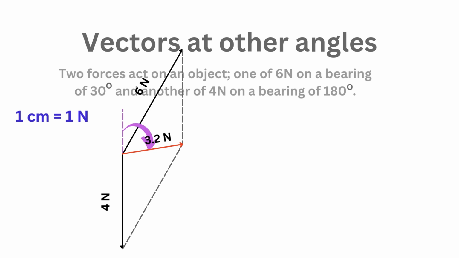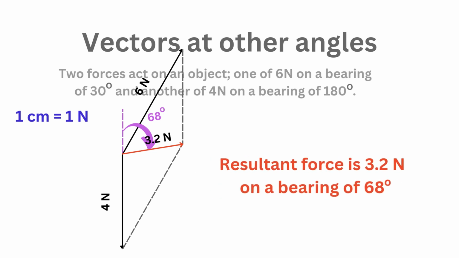Lastly, we need to find the direction of our resultant vector. Using a protractor, we measure the angle between the resultant vector and the vertical axis, which represents north. In this case, the angle is approximately 68 degrees. So the resultant force is 3.2 Newton on a bearing of 68 degrees.